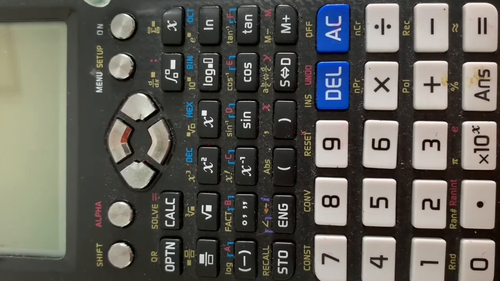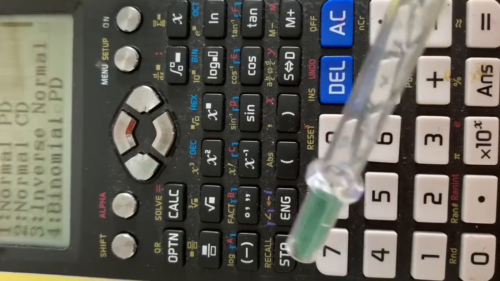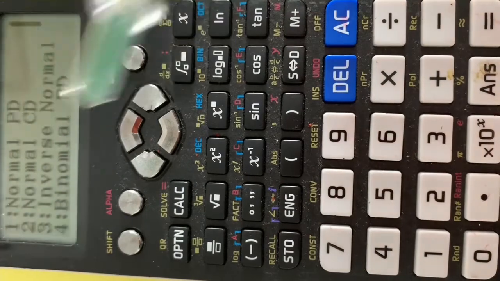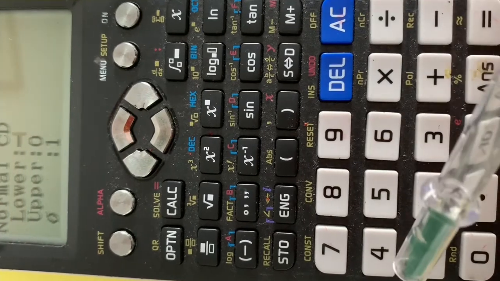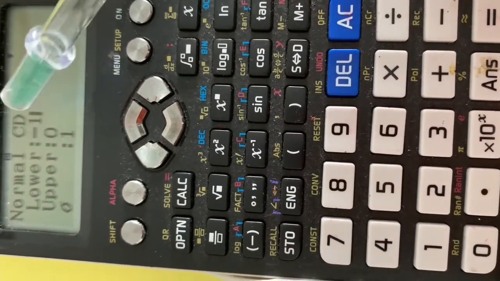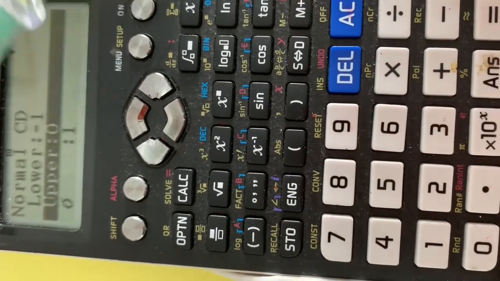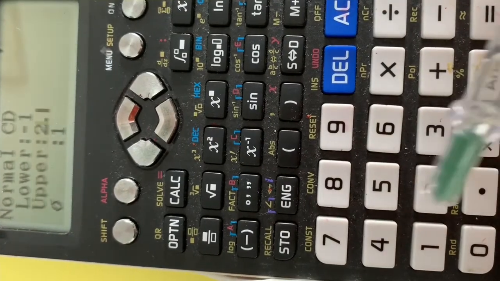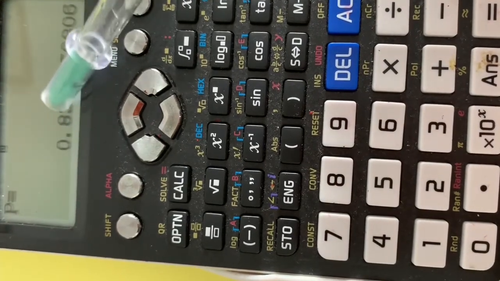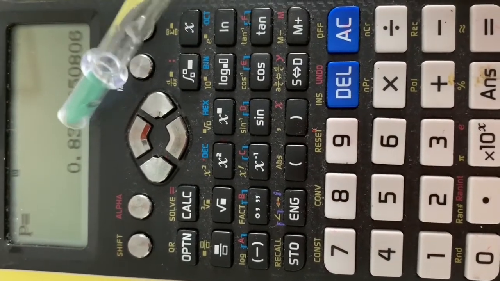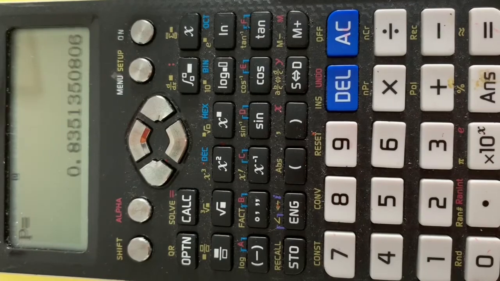Now let's start another question. For the next question, we start with the calculator setup. We go to bell shape number 7, then go to number 2, normal CD. After that, we key in our lower and upper values. The lower is -1, and the upper we key in 2.5 according to the question. Now we just press equal. The answer is 0.8351. This is the same as the one using the buku sifil.